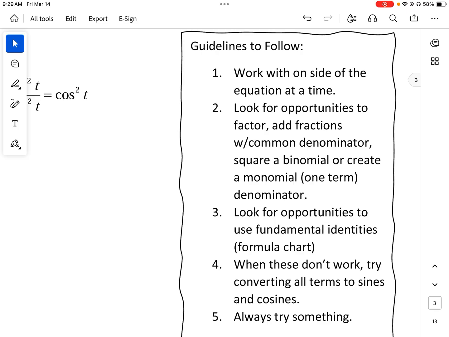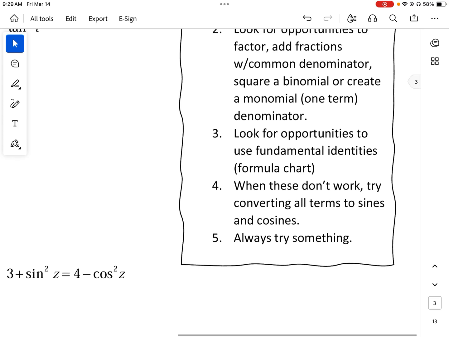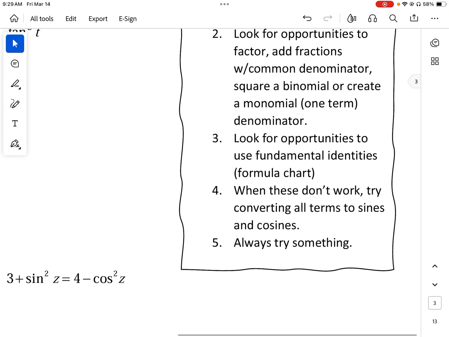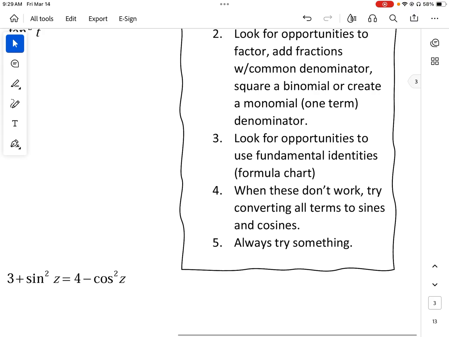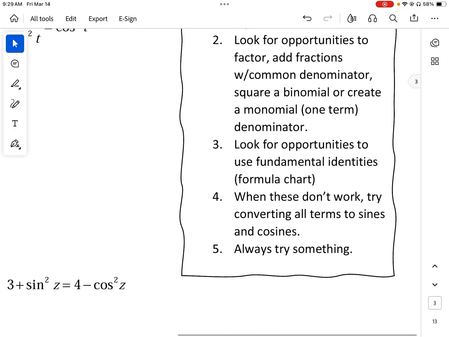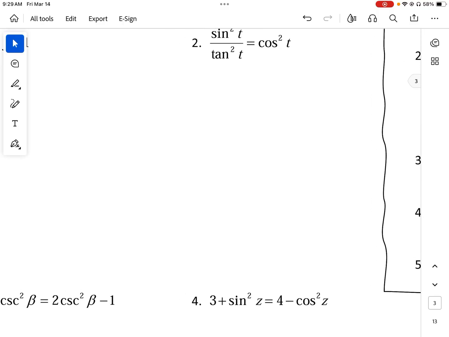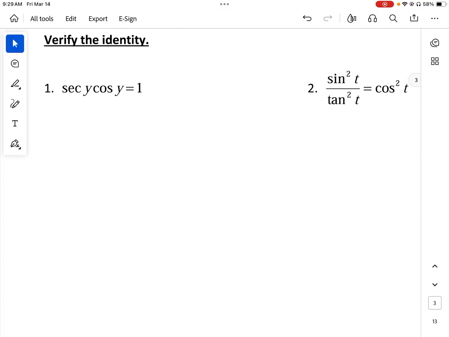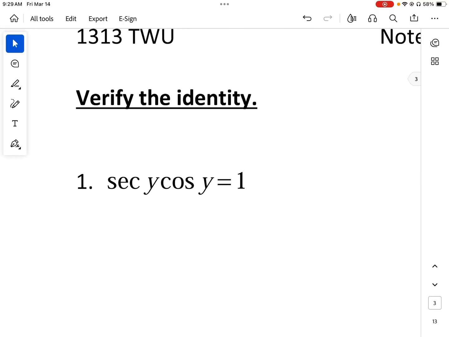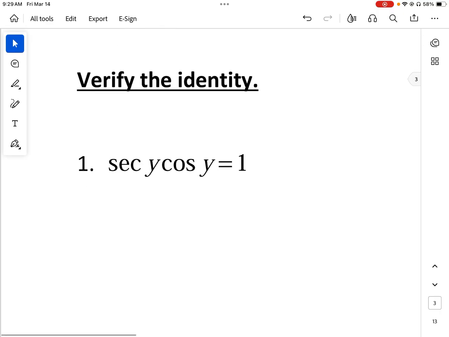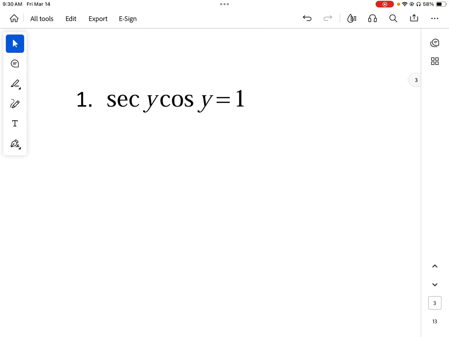Work at one side at a time. Just pick one side, and you want to simplify that one side to match the other side. Look for opportunities to factor, fractions with common denominators, square binomials, using identities. And if any of those don't work, try converting all terms to sines and cosines. And always try something. Don't just leave it blank because you don't know what to do. At least try to find something, and that's better than nothing.